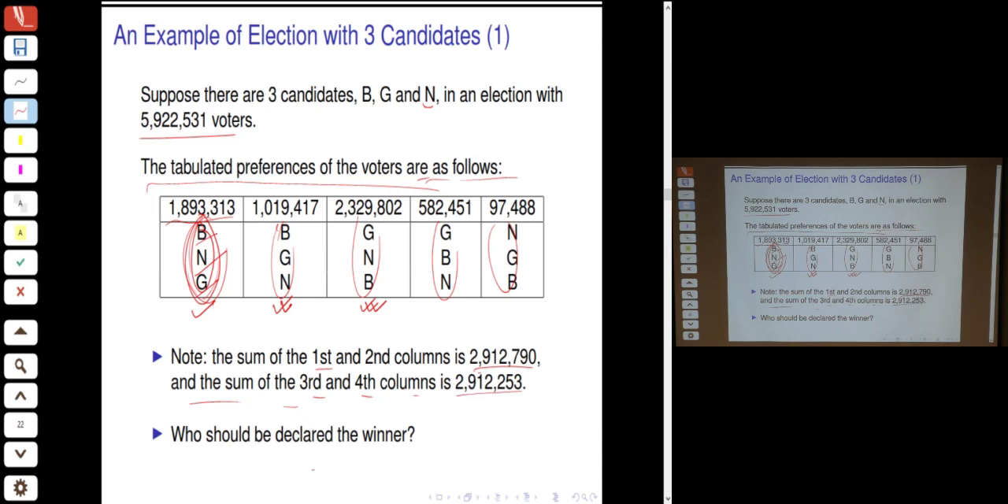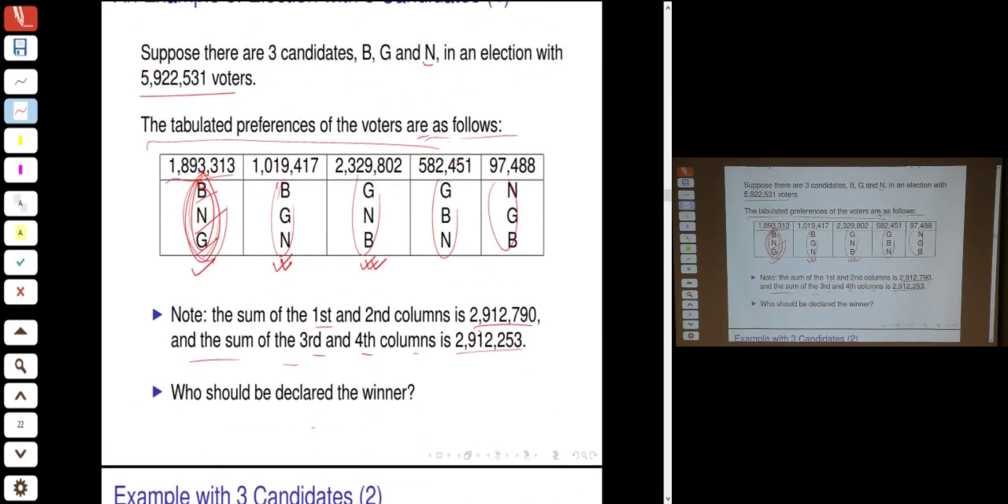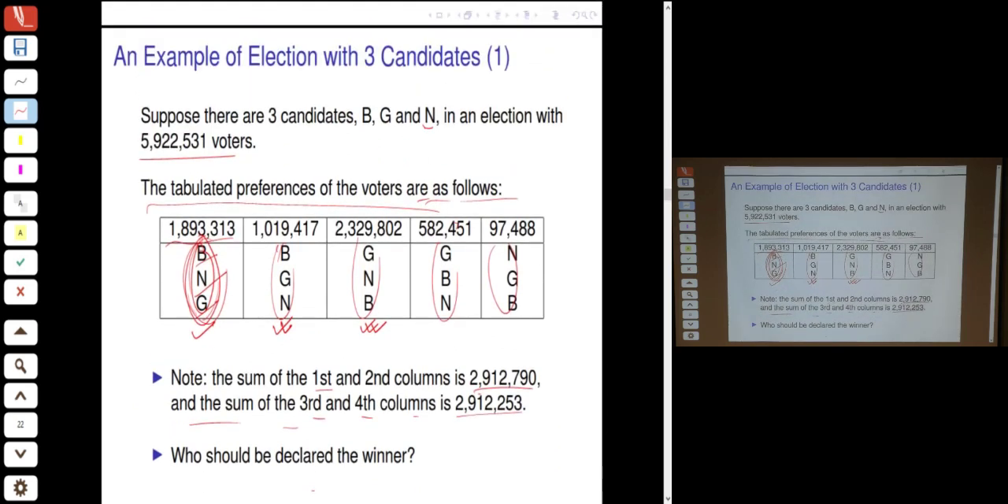So it's really quite close. And the question is, who should be declared the winner? In the first two columns, B is the winner. In the third and fourth columns, G is the winner. If you tally the votes where B is the winner, it's 2912790, and if you tally the votes where G is the winner, it's 2912253. These figures are very close, just a bit more than 500 votes in a huge presidential election.